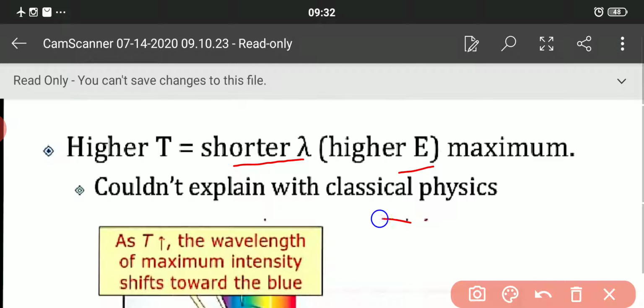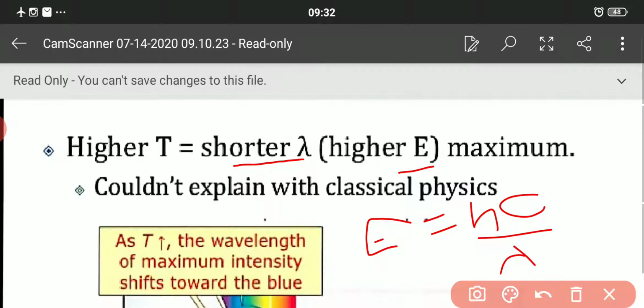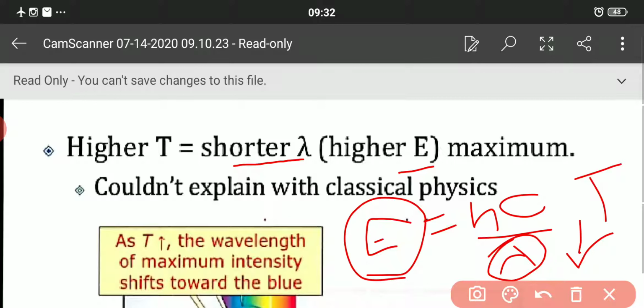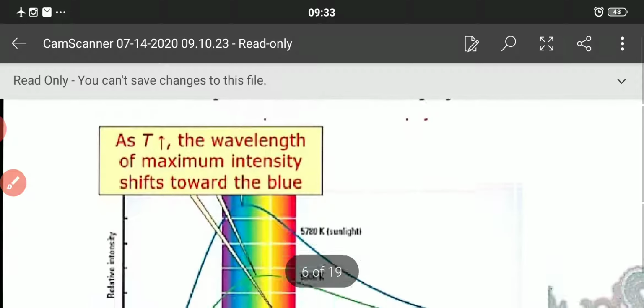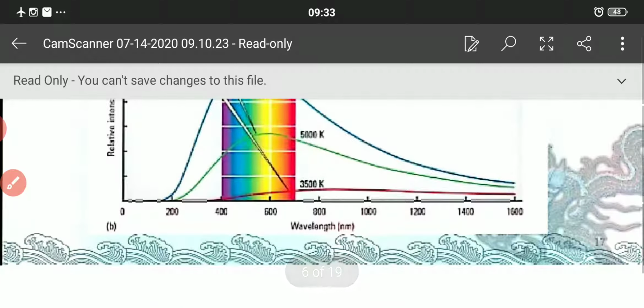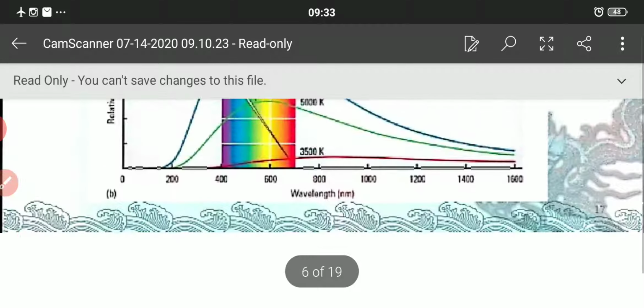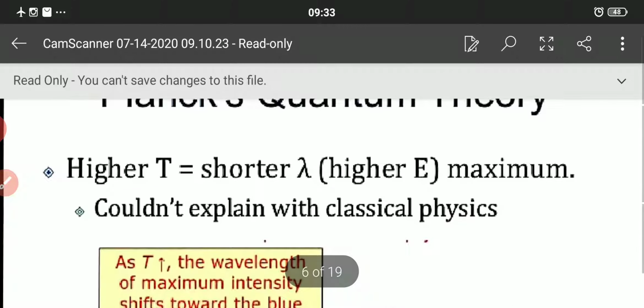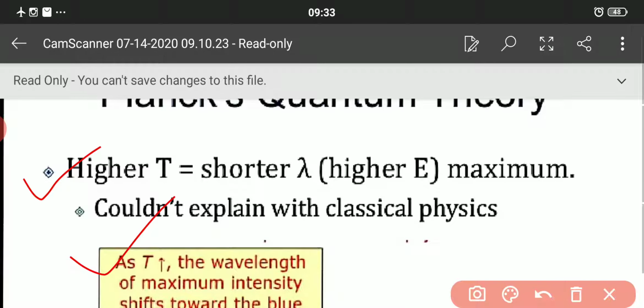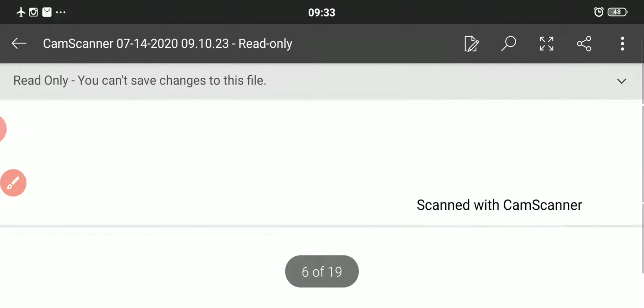So remember, E is equal to hc upon lambda. If you have higher temperature, then lambda should be lower, and we know lambda and energy are inversely proportional to each other, so energy is high. So as the temperature increases, the wavelength of maximum intensity shifts towards the blue, meaning towards the lower wavelength. You just remember these things only, nothing much. It's just asked for the MCQ.